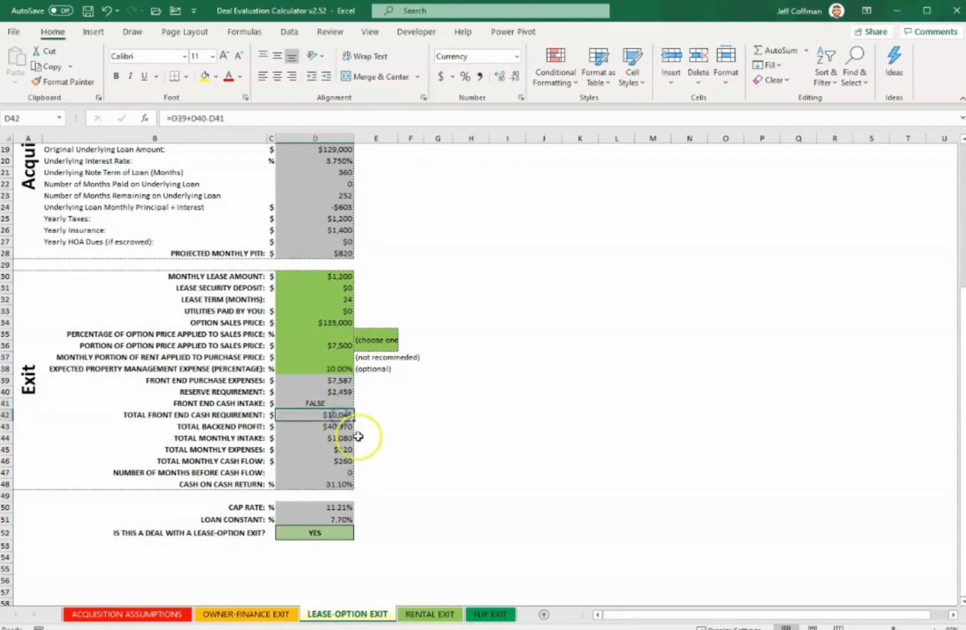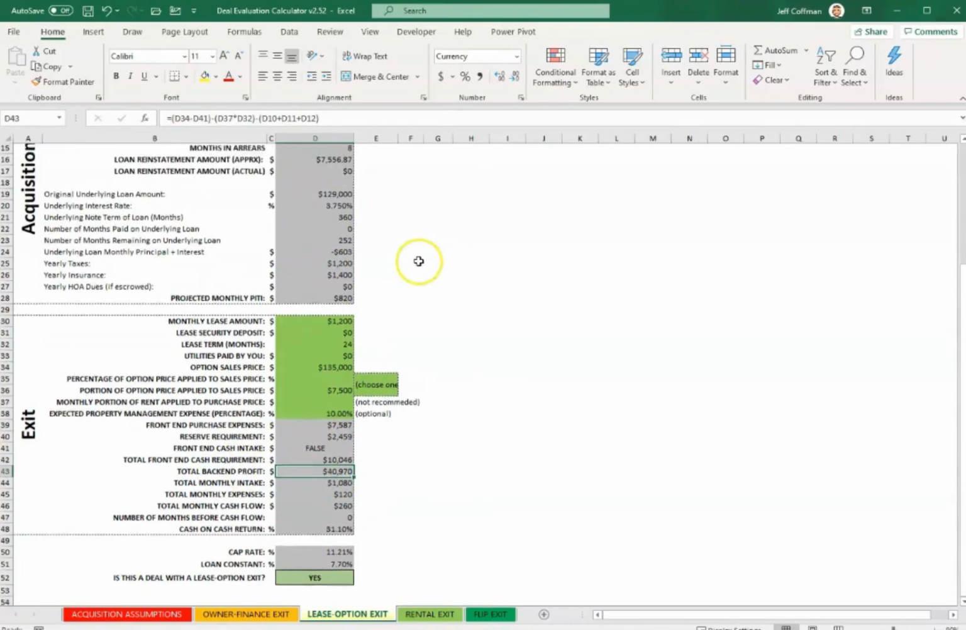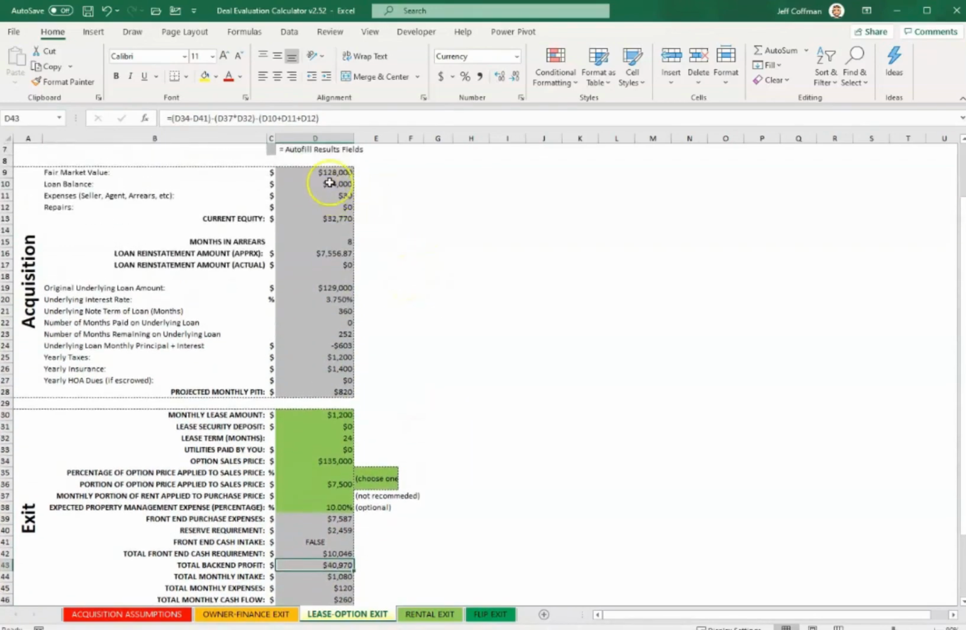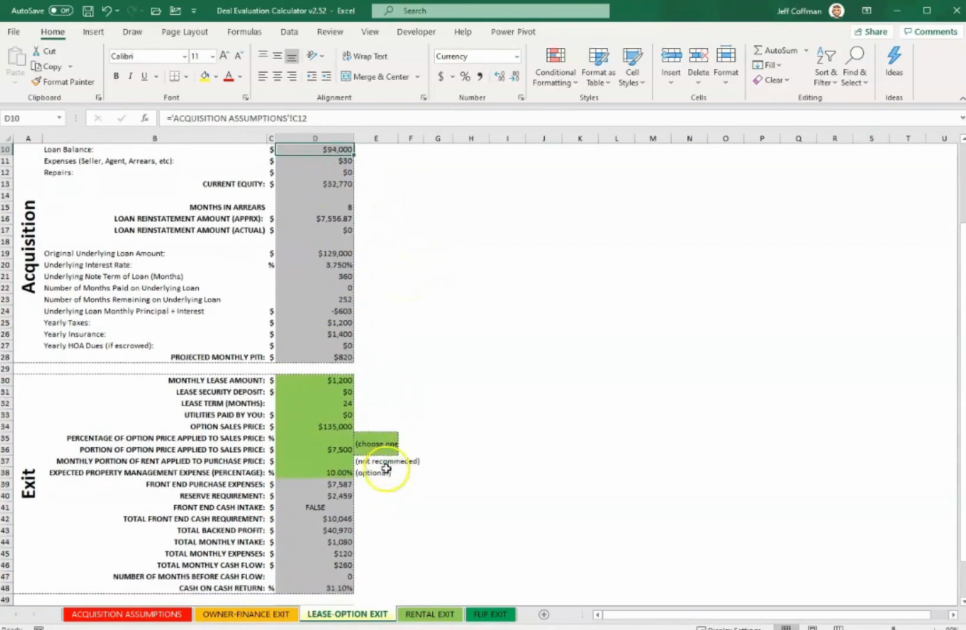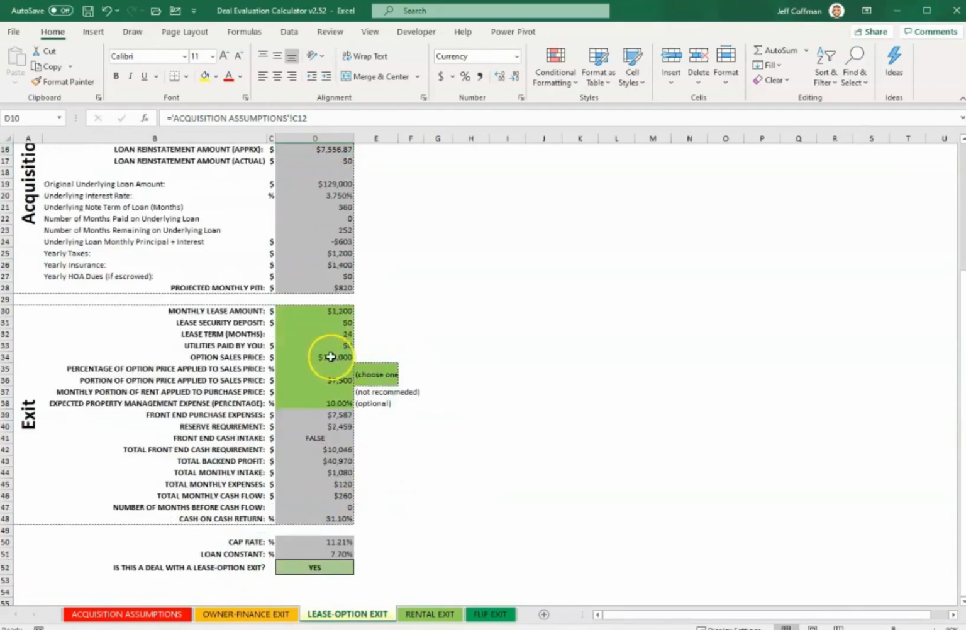So this is my total front-end cash requirement, total back-end profit. Now this is the calculation between what you purchased it for and everything that you've got into it. So it'd be your purchase price plus your front-end purchase expenses and your reserve requirement. You're going to subtract that from your sales price here. So your actual total back-end profit is about $40,000 on this deal once your tenants buy this property.